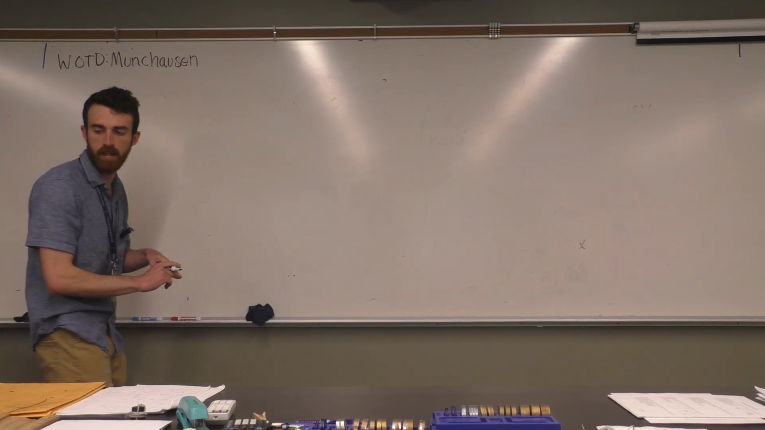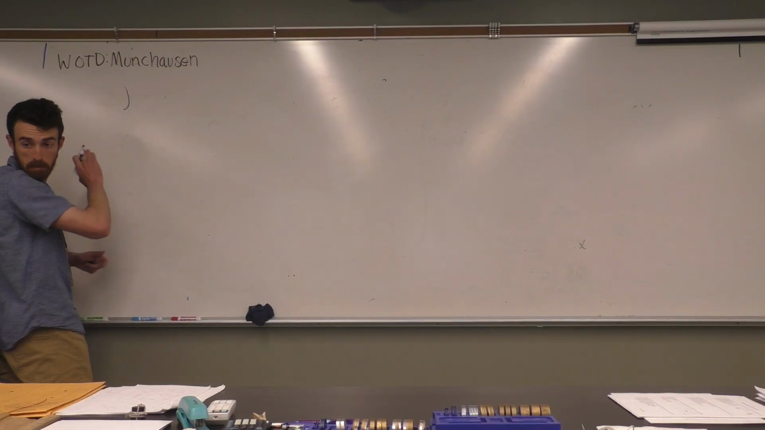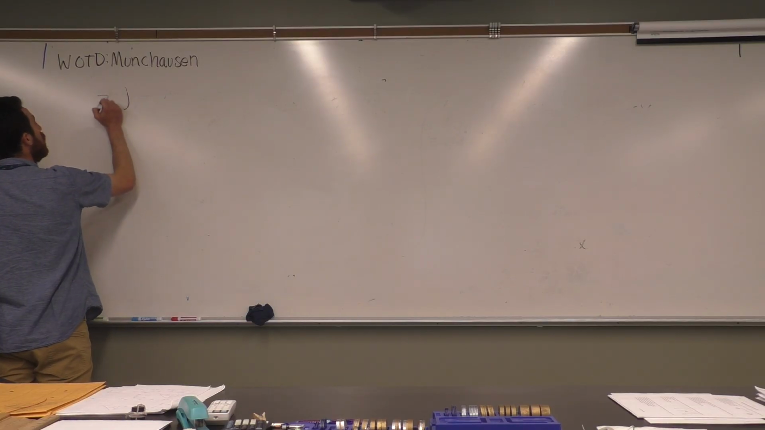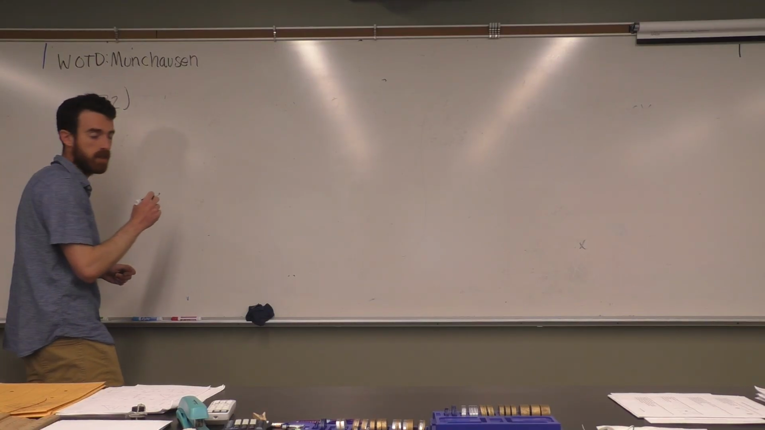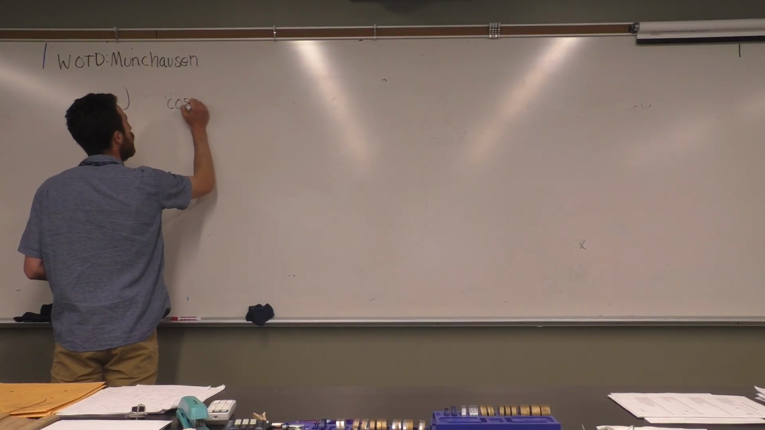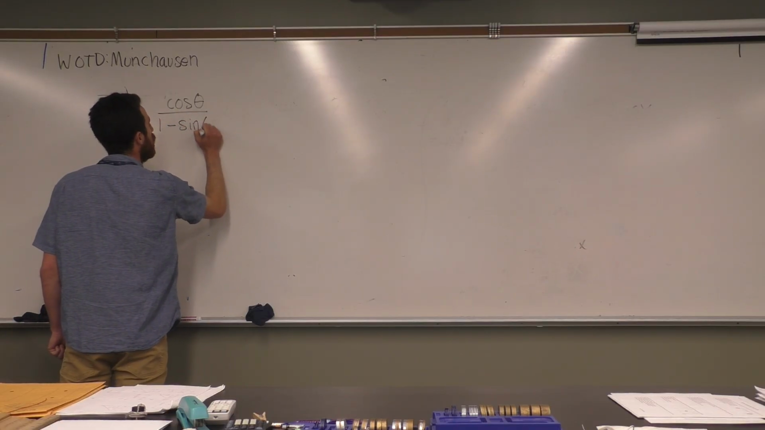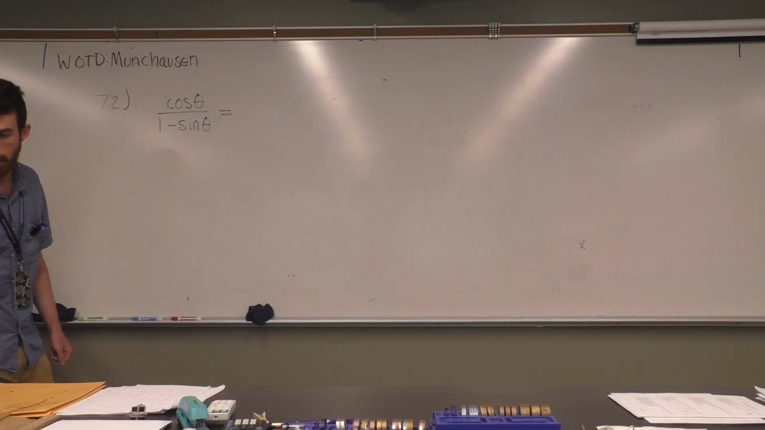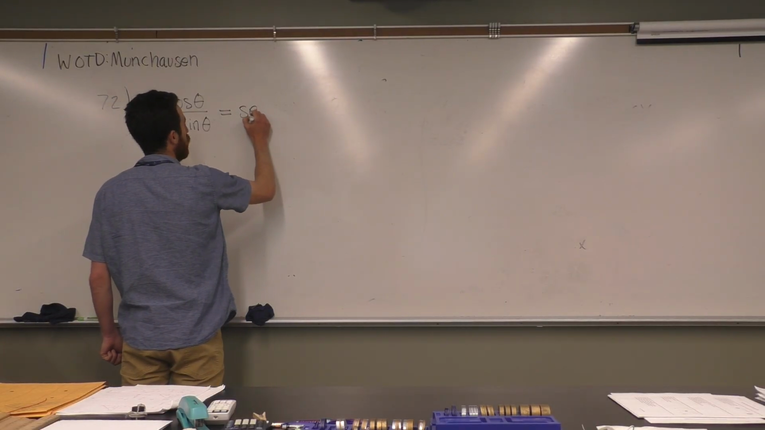Cosine of theta over 1 minus sine of theta. Yep. Cosine of theta over 1 minus sine of theta equals secant of theta plus tangent of theta.